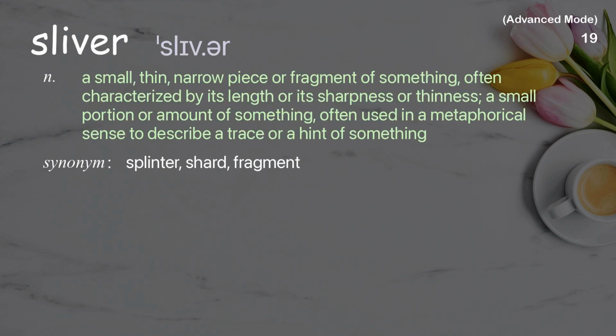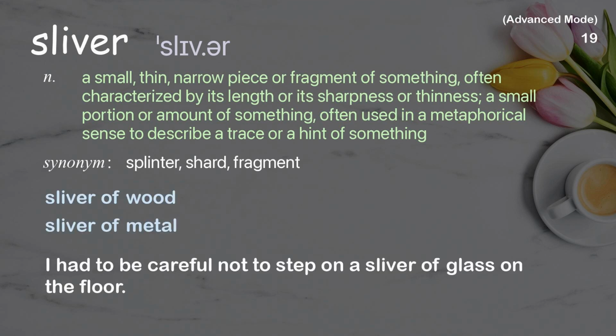Sliver. A small, thin, narrow piece or fragment of something, often characterized by its length or its sharpness or thinness, a small portion or amount of something, often used in a metaphorical sense to describe a trace or a hint of something. Examples: Sliver of wood, sliver of metal. I had to be careful not to step on a sliver of glass on the floor.